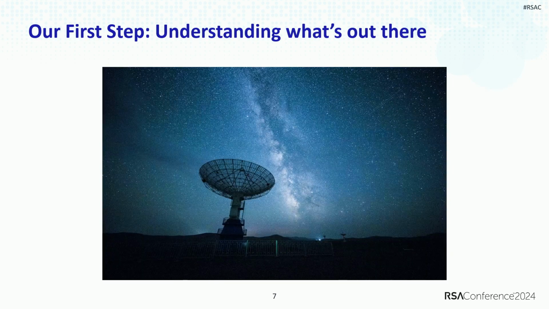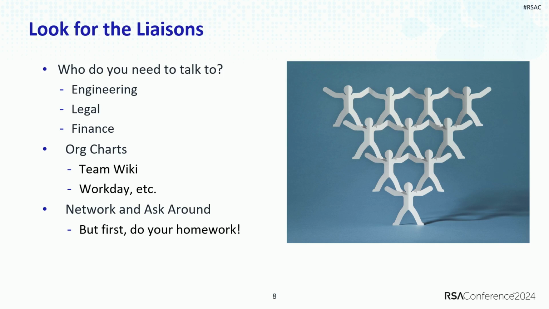So our first step is to understand what's out there. That means looking to understand the tech stack, including tools that already exist in your environment. And when it comes to doing this research, understanding what's out there, some of the people that might be helping you along the way would be liaisons. And what that basically means is that you'd be speaking with engineering, legal, finance. There's different stakeholders that do help you in your role in application security.